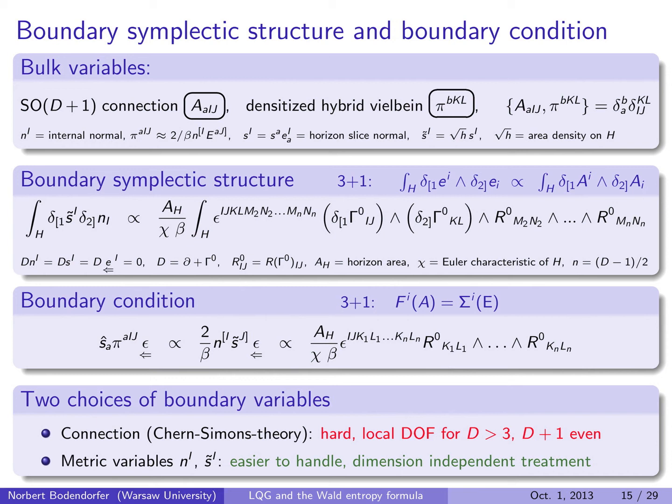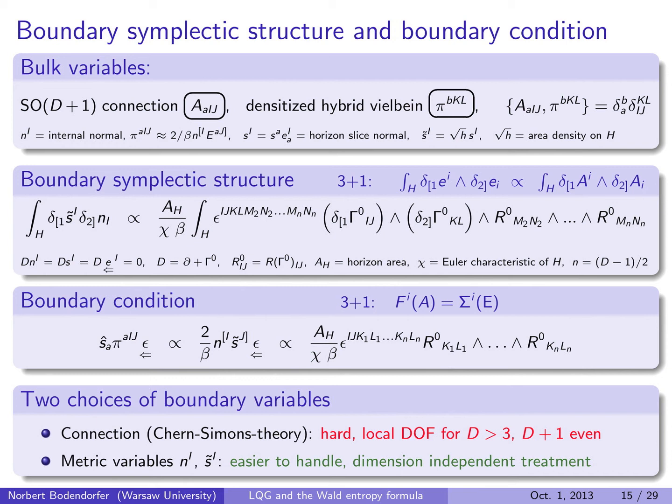And then this is basically trivially the same as 2 over beta times n times s twiddle times this epsilon. This we just get from the solution of the simplicity constraint. So this already gives us a good boundary condition if we use n and s as horizon variables. But then in a second step you can again show that this is proportional to the expression on the right-hand side. There we have a wedge product of these curvatures R0.